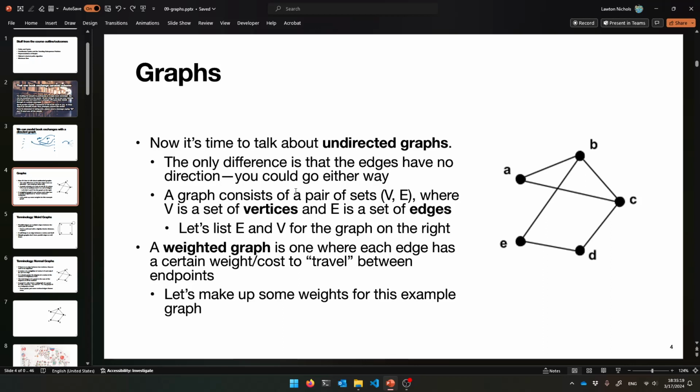So let's do it. For directed graphs, like we modeled for relations, there was an arrow from here to here in that direction. And so we modeled it like a pair, right?